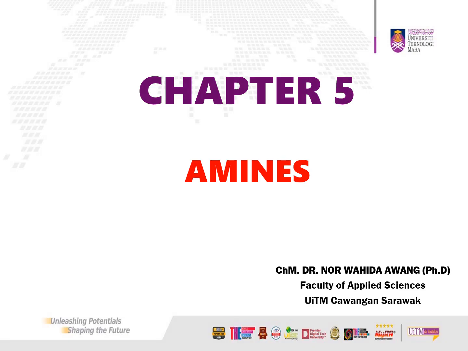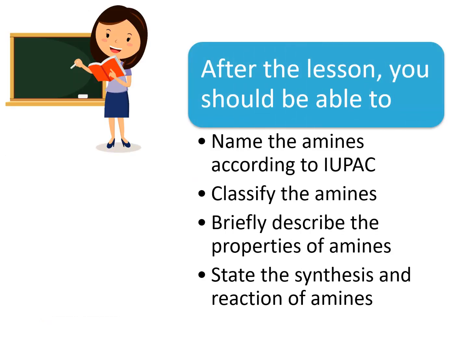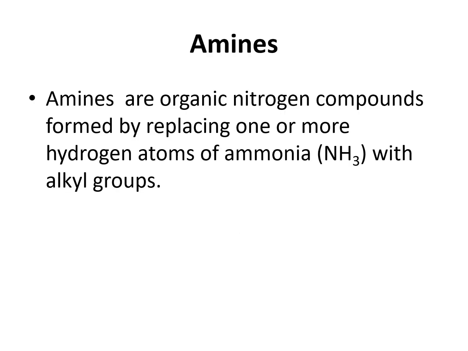So this is the last topic in organic chemistry CHM132, which is chapter 5, amines. After this lesson you should be able to name the amines according to IUPAC, and then classify the amine, whether it is secondary, primary or tertiary, and briefly describe the properties of amine, compare with alcohol, compare with carboxylic acid, and last but not least, state the synthesis and the reactions of amines. Okay, first and foremost, what is amine?